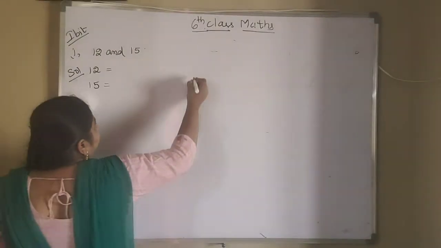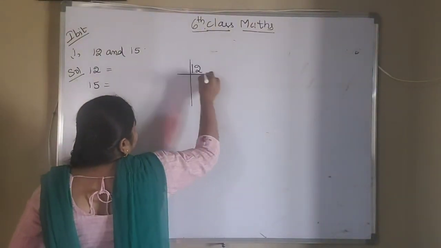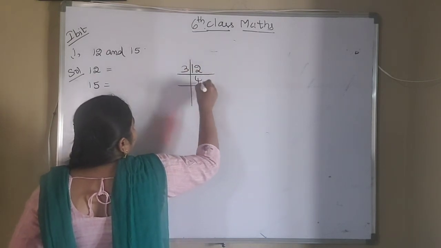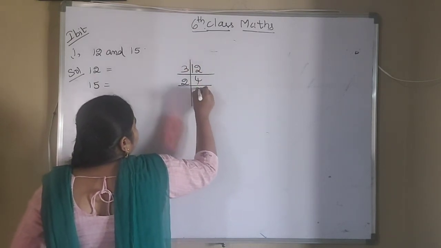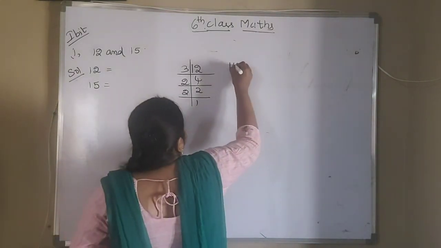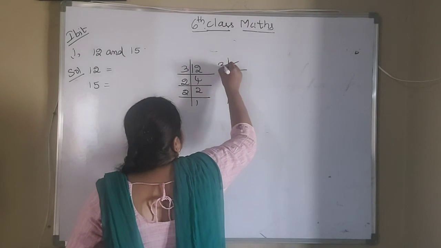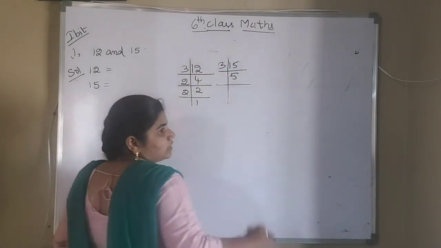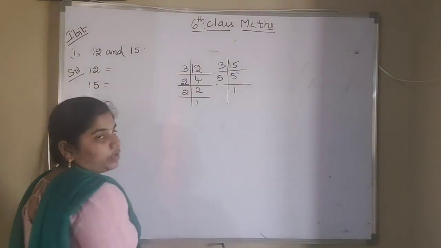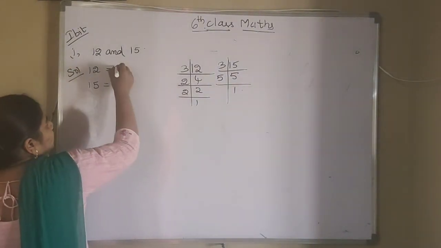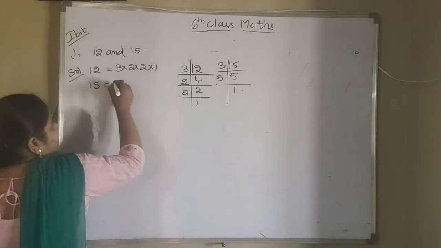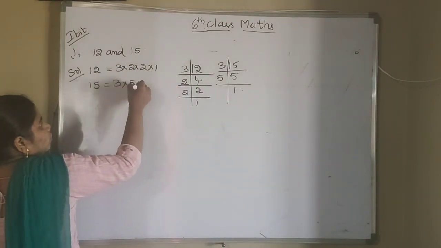Okay, so I am doing it here. 12 will go in the 3 table: 3 4's are 12. 4 will go in the 2 table: 2 2's are 4, 2 1's are 2. In the same way for 15, 15 will go in the 3 table, 3 5's are 15. 5 is a prime number, so 5 1's are 5. Okay, now you write these multiples here: 3 into 2 into 2 into 1, and 3 into 5 into 1.